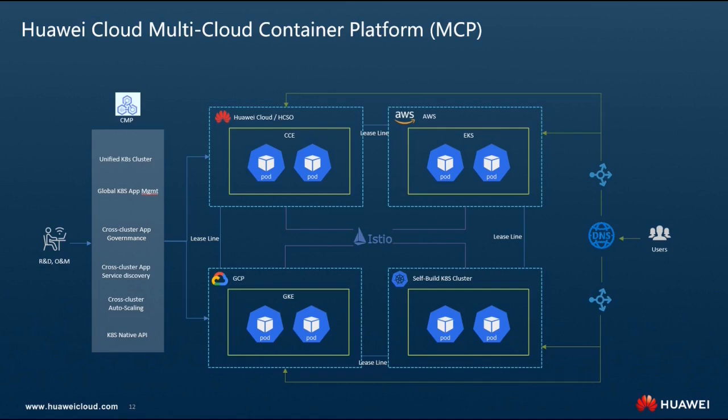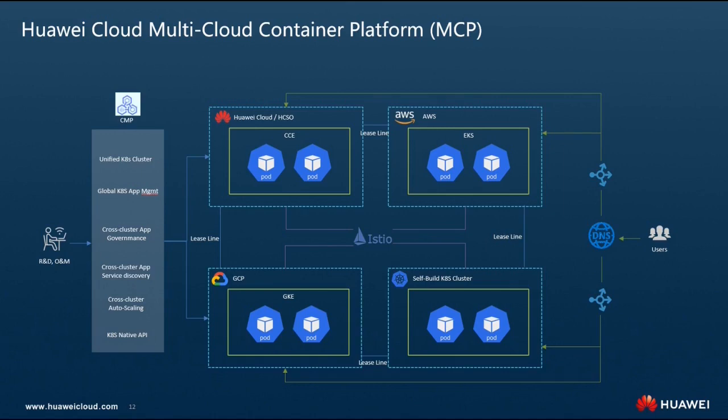You can configure a traffic policy when deploying an application across clouds, in case the private cloud cluster or clusters of public cloud are overloaded due to traffic spikes. MCP flexibly schedules services to other public clusters based on the traffic policy. This policy can prevent the system from breaking down due to the traffic burst.